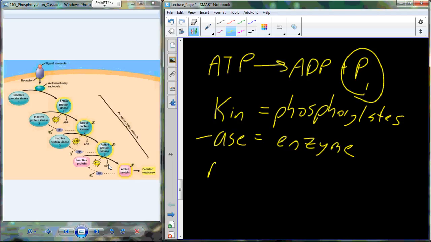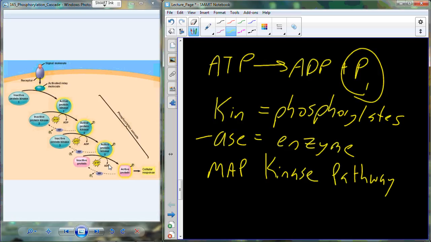MAP kinase pathway is a specific phosphorylation cascade. Now check this out. I start out with this interaction. Activated relay molecule interacts with MAP kinase. That's a specific kinase. MAP kinase becomes active. Do you know what it phosphorylates? It phosphorylates this next kinase that's called MAP kinase kinase. So MAP kinase phosphorylates MAP kinase kinase, which phosphorylates MAP kinase kinase kinase. And then we have a cellular response. And so that would be very specific individual proteins called MAP kinases that cause this phosphorylation cascade.